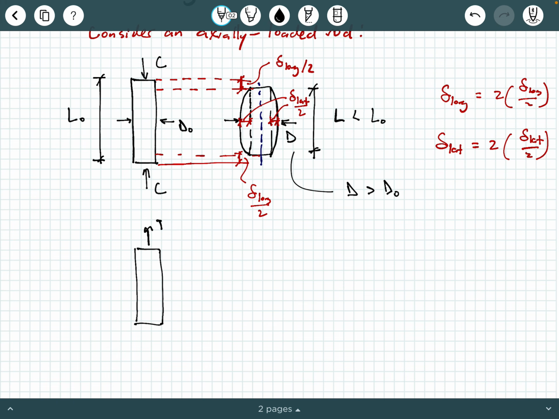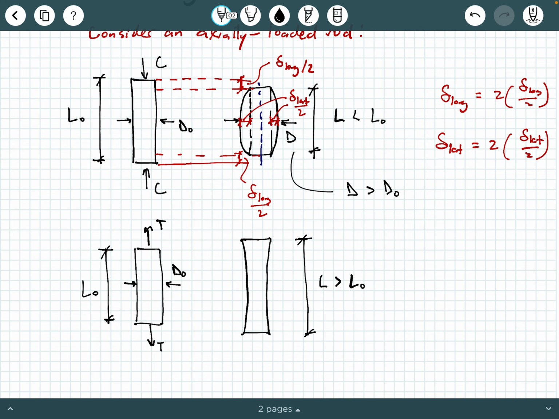And then similarly, I'm going to go a little faster now, but similarly, we can have a rod subject to tensile loading, so tensile force T, and again, it has an original length and an original diameter. And then, of course, what's going to happen here, you're going to have an elongation of that rod, and simultaneously, you're going to have a decrease in cross-section area. So this new length here is going to be longer than the original length, and the new diameter here is going to be smaller than the original diameter.